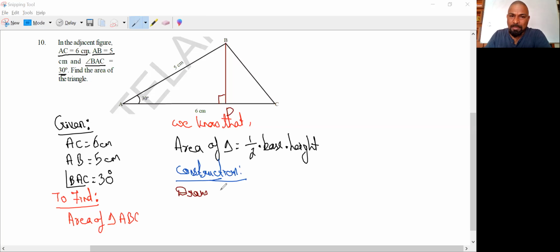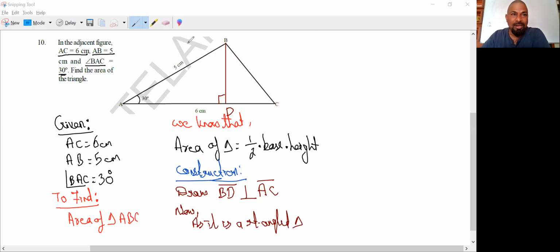Farah, what is the line we have drawn? BD. How are we planning to draw it? Perpendicular to AC. We are drawing BD perpendicular to AC. We have done. Now, as it is a right angle triangle, Farah, can you please tell me which becomes the height of the triangle?